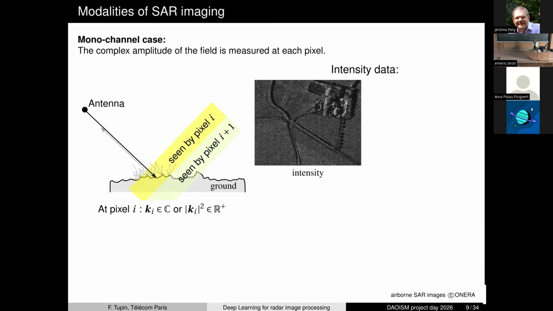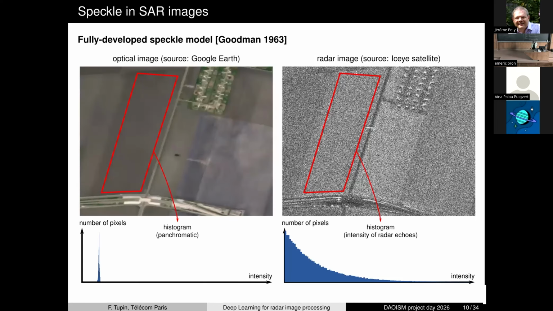So for each pixel, as I have said, we have a complex number that is recorded. Here you have an amplitude image. I don't know if you can see it very well, but you have lots of fluctuations of the modulus of this complex number. And here is an illustration of what you have if you compare an optical image and a SAR image.